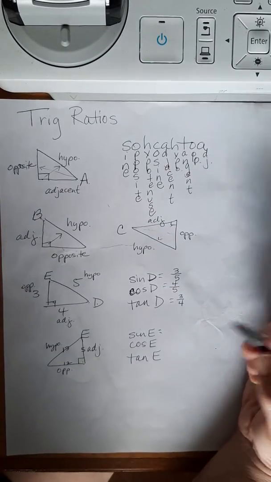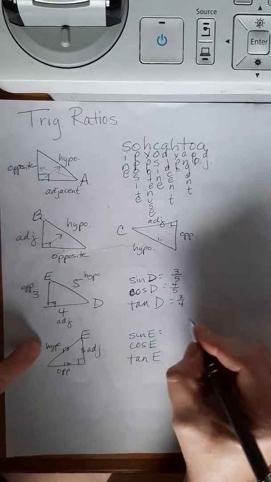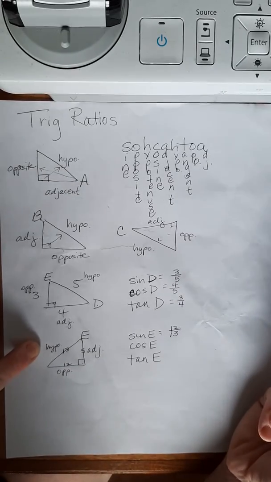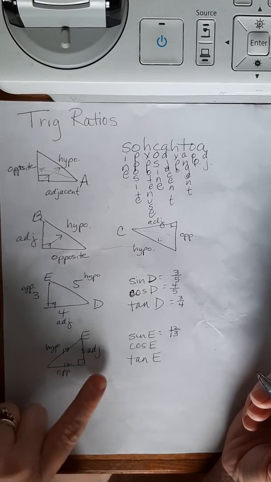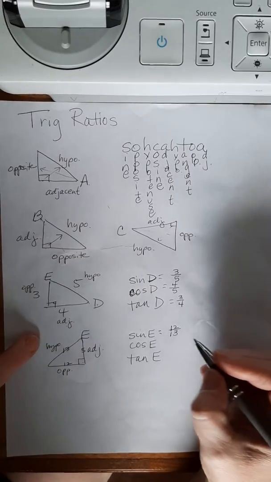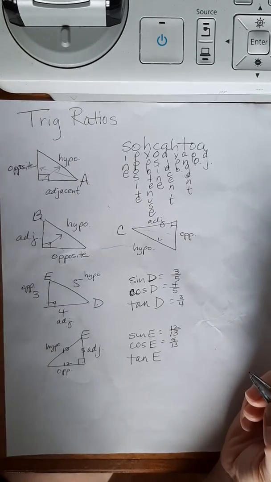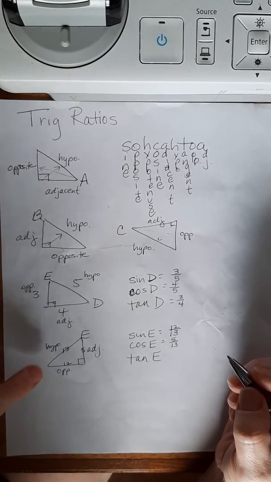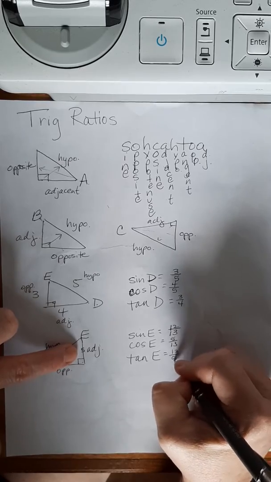So sine of E, opposite over hypotenuse, 12 over 13. Cosine of E, adjacent over hypotenuse, 5 over 13. And tangent of E, opposite over adjacent.